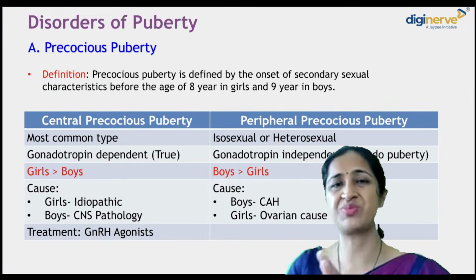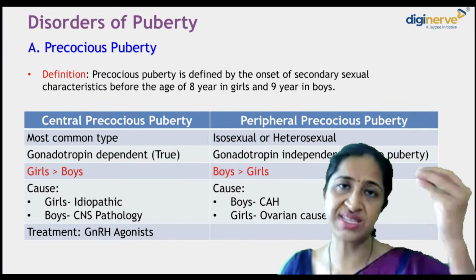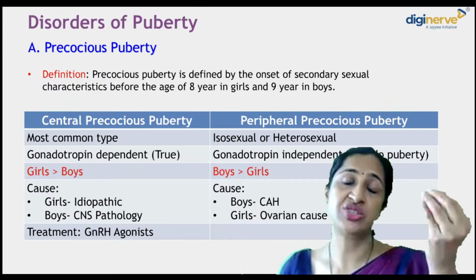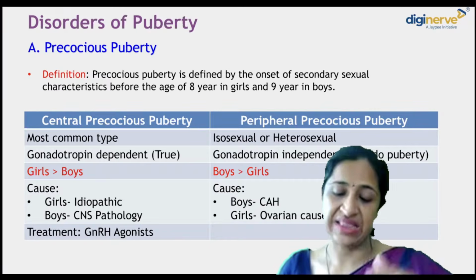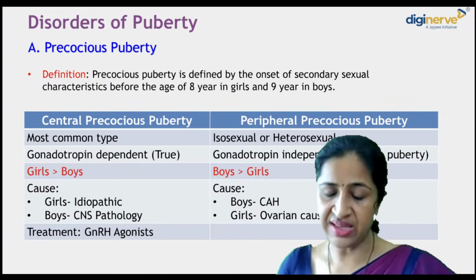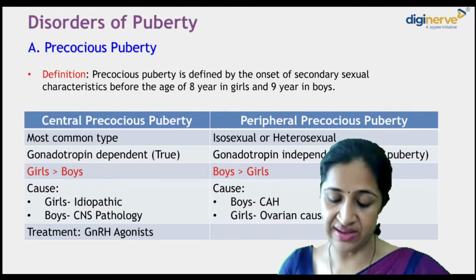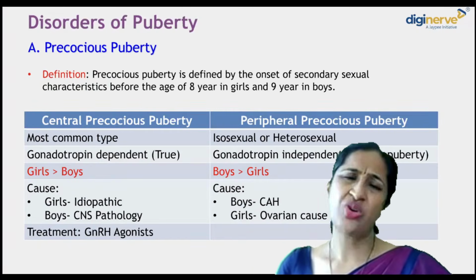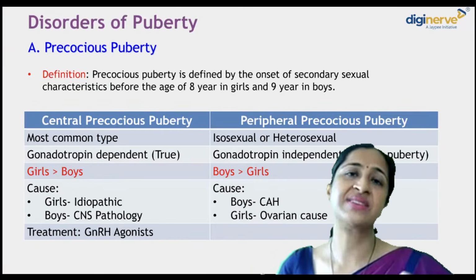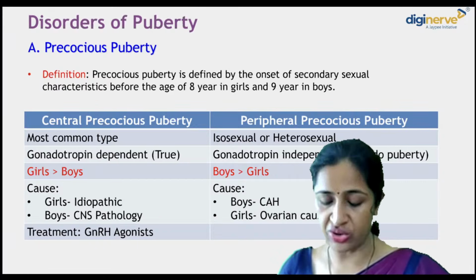Peripheral precocious puberty is not so commonly seen at all. So what do you see in central precocious? It is puberty driven. That is, it is brain driven. That is gonadotropin dependent. Okay. And that is why it is called true precocity. It occurs more commonly in girls than boys. So in girls, if it occurs, we consider it idiopathic. In boys, if it occurs, watch out for CNS pathology.